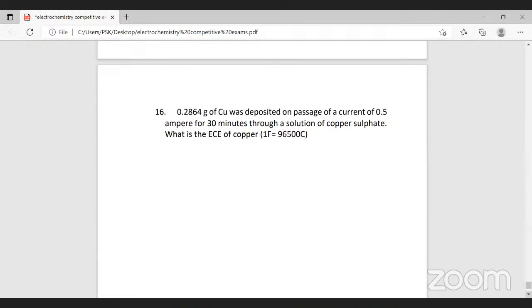0.2864 grams of copper was deposited on passage of a current of 0.5 amperes for 30 minutes through a solution of copper sulfate. What is the electrochemical equivalent? They are asking what is the electrochemical equivalent. So W is equal to Z into I into T. So Z will be W by IT. What is the weight? It is 0.2864. I is 0.5.